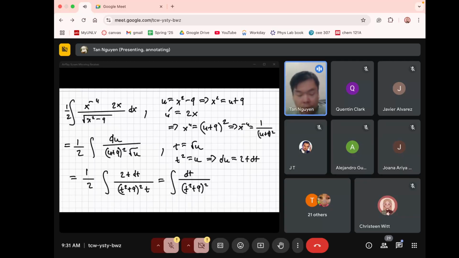And how do you solve this? How do you solve this integral, guys?